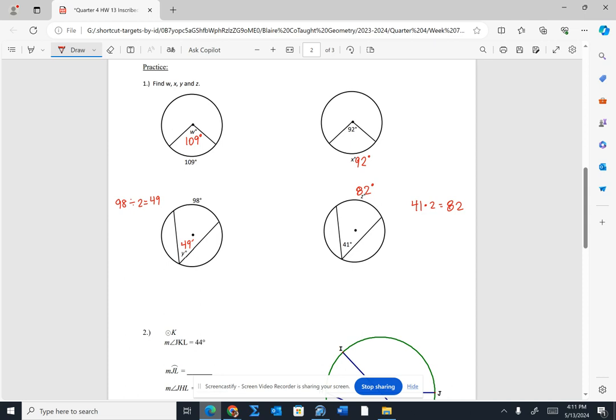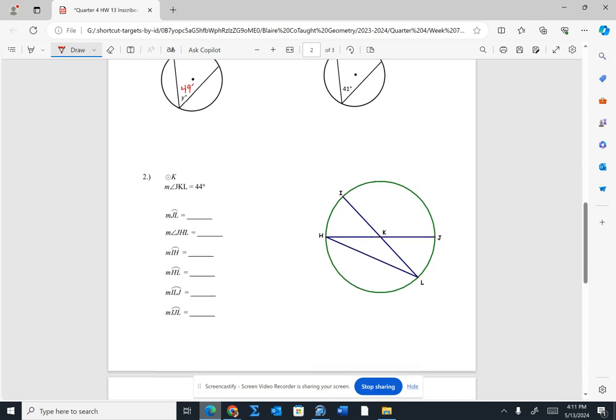Let's try to put those concepts together and do a multi-step problem. So it says angle JKL, which is a central angle because the center of the circle is K, is 44 degrees. So first thing that it asks us to find is JL, that's the arc that it intercepts. So it's a central angle, so that arc is also 44 degrees. Then it asks for JHL. That's an inscribed angle. So that arc is going to be half of 44 degrees, which is 22 degrees.